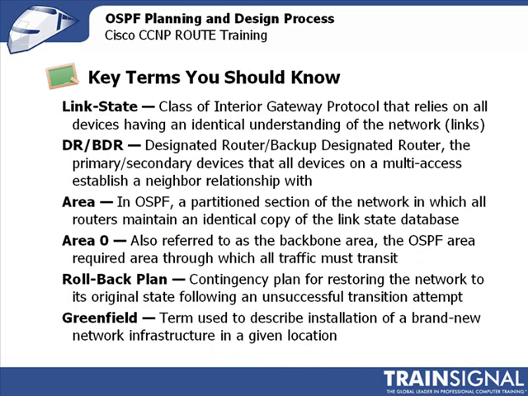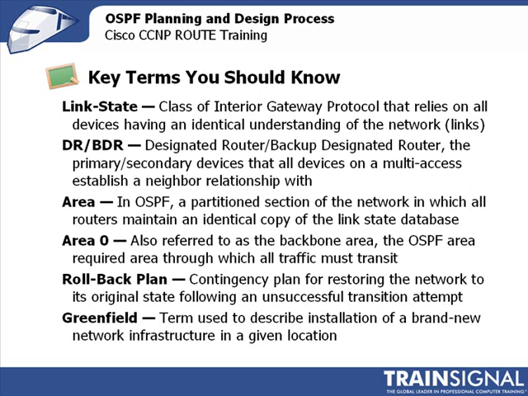So some terms to know: link state. This is a class of interior protocols that rely on all devices having identical understandings of the network or links. DR and BDR is designated router and backup designated router, the primary and secondary peering devices that other devices on a multi-access network establish a neighbor relationship with. Area in OSPF is a section or partition of the network in which all routers maintain an identical copy of the link state database.